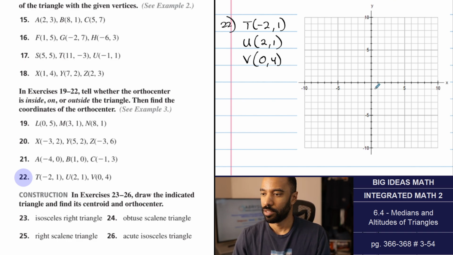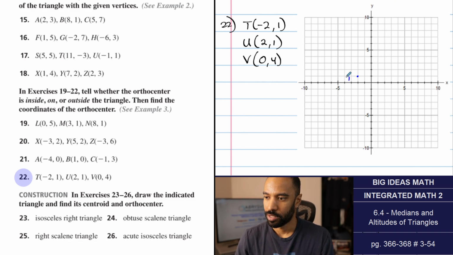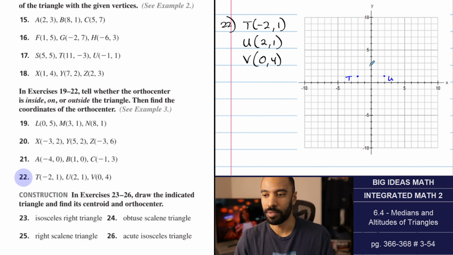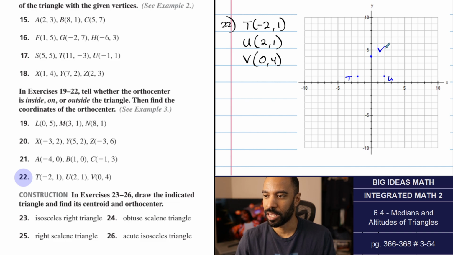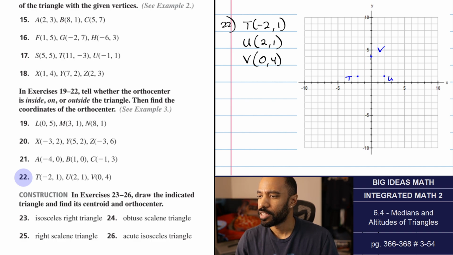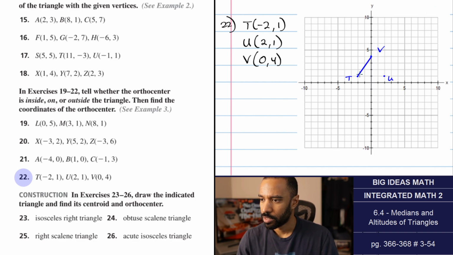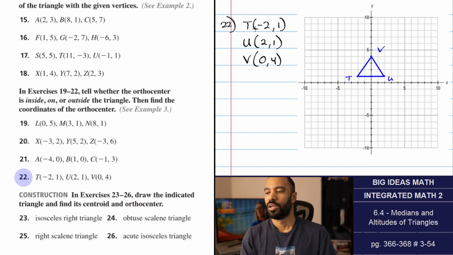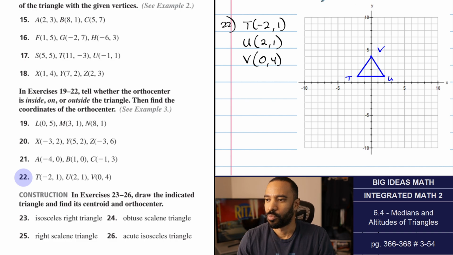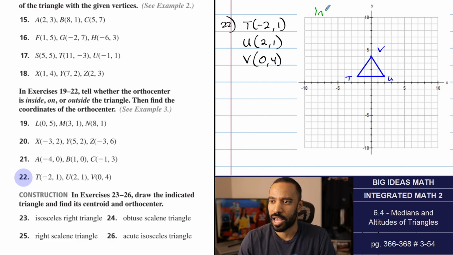T is at negative 2, 1. U is at 2, 1, and V is at 0, 4. Definitely isosceles, if not equilateral. I don't think it's equilateral, but definitely isosceles, perhaps acute. Let's get my color scheme going. All right. Okay, orthocenter. Well, this is definitely acute, so it's going to be inside the triangle.